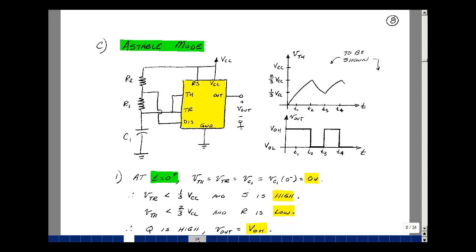This lesson deals with an astable multivibrator. You can find these notes in the ECE402 ebook in Chapter 7, starting on page 8. In our last video, we looked at the monostable mode of the 555 timer.